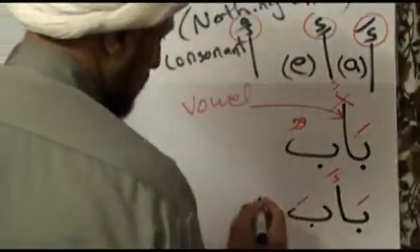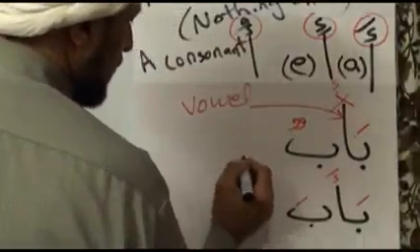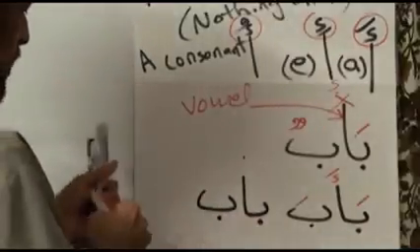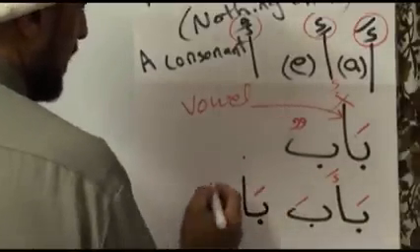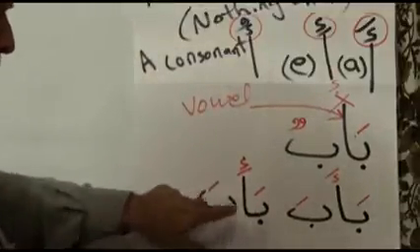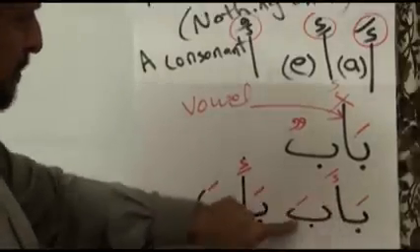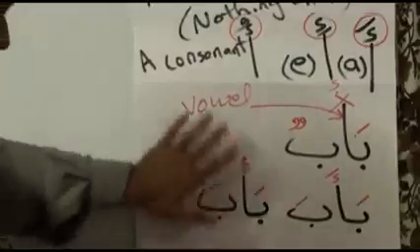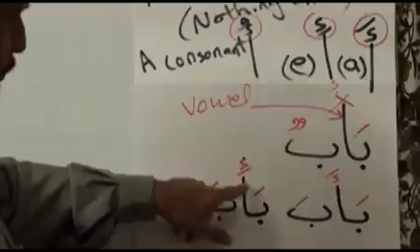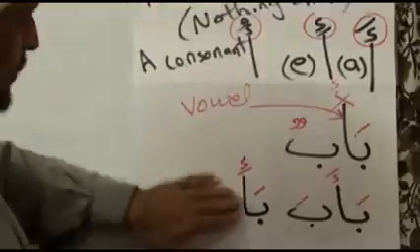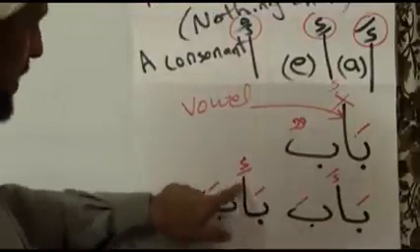Let's try to put a kasra and see how it comes out. We can do experiments. Let's put kasra under the hamza and see how the pronunciation comes out. Ba'iba. So it's not long, there's no long vowel. It's a short vowel, because this is not the alif of vowel. It's the alif of consonant. So it is ba'iba.